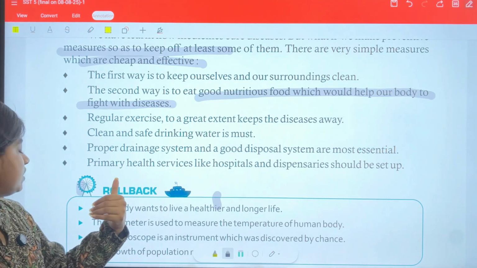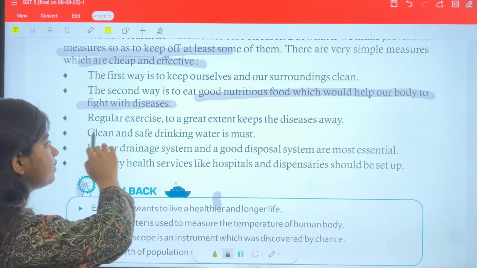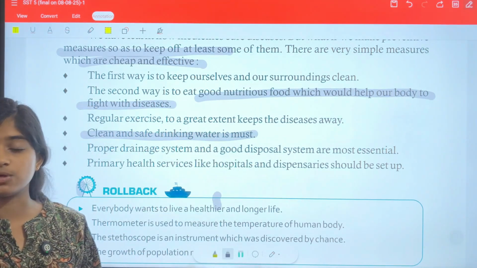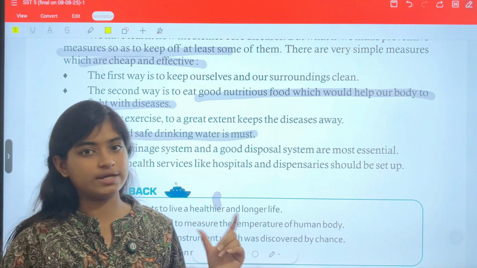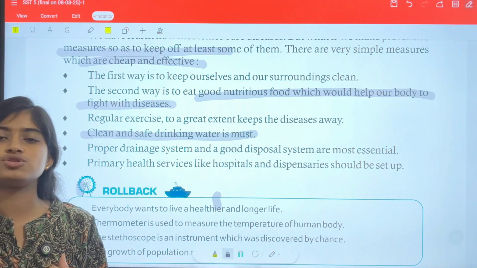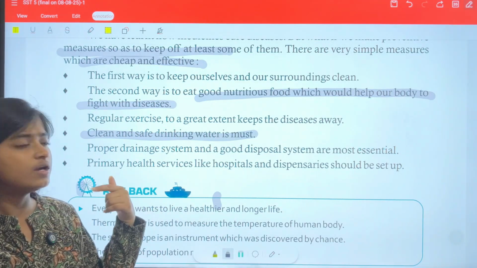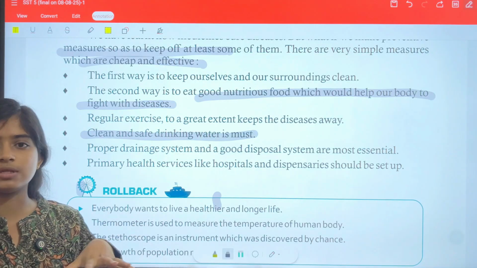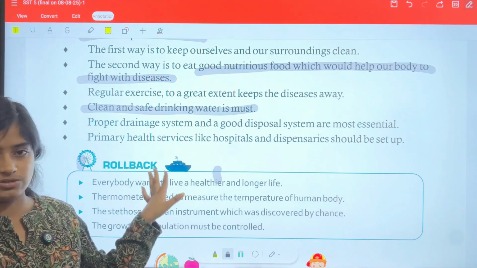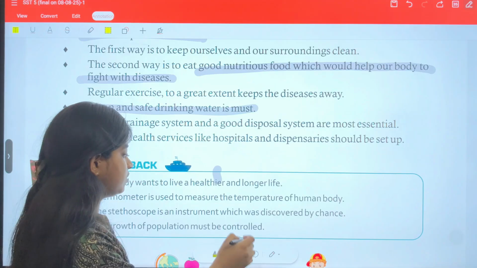Okay, clean and safe drinking water is a must. Water really hydrates our body and helps to make our body stronger to fight against diseases, and definitely we have to drink clean water, so that no extra germs enter our body through the water.